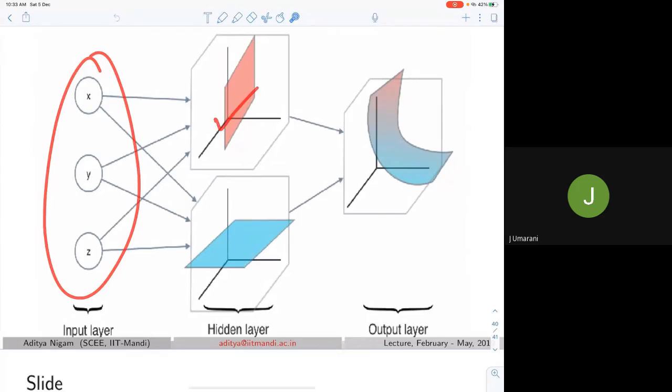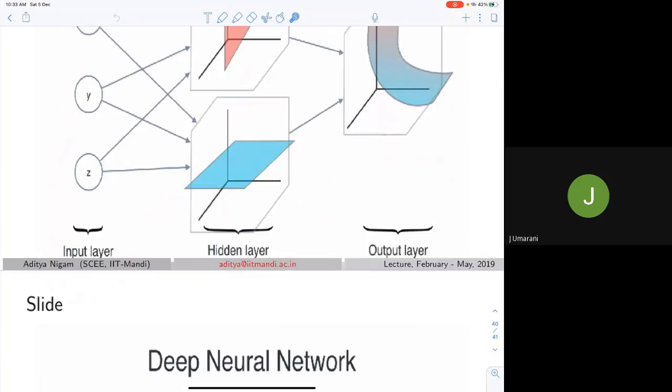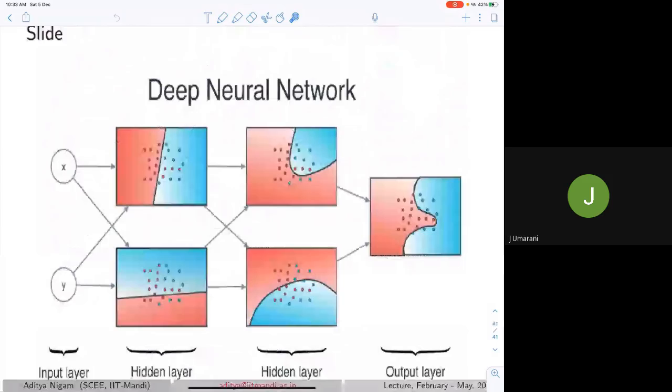So you are getting planes, and with their combination you are getting orbit surfaces. So one class can be over here and the other class can be over here. Okay. If I have scaled in multiple layers, then what are you going to learn?